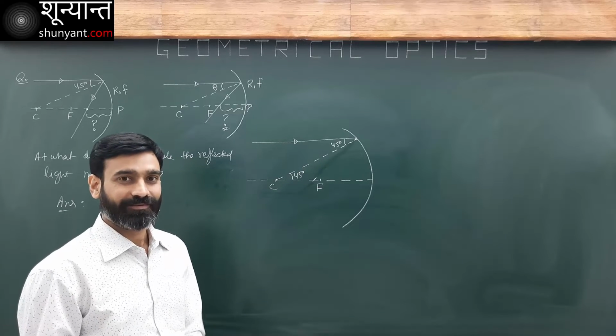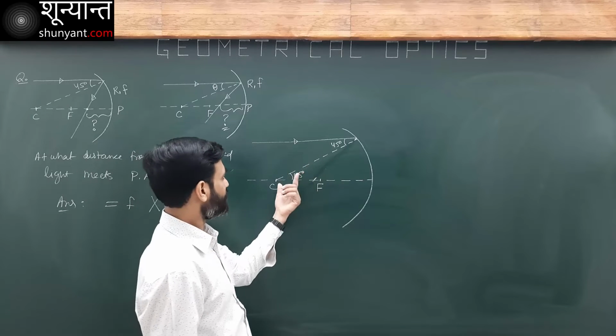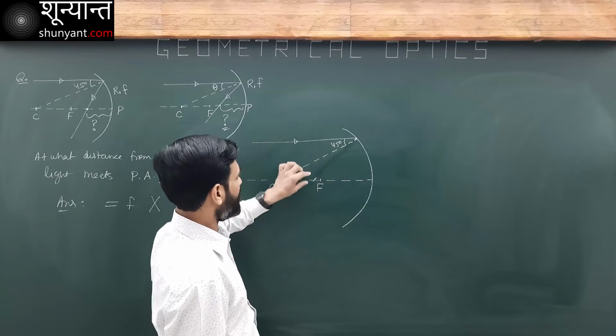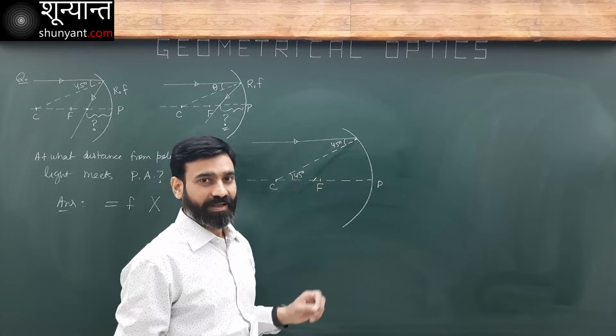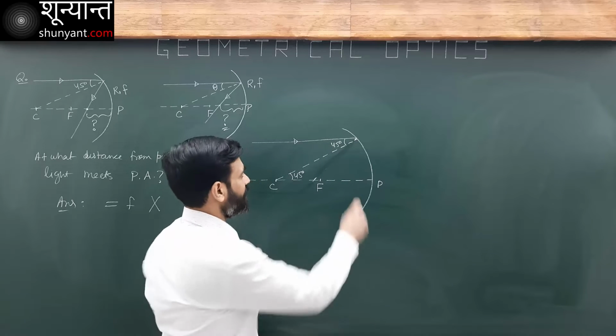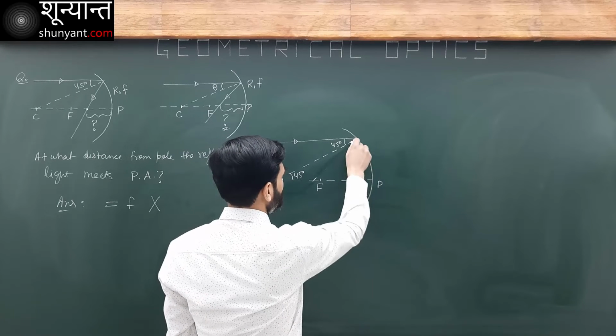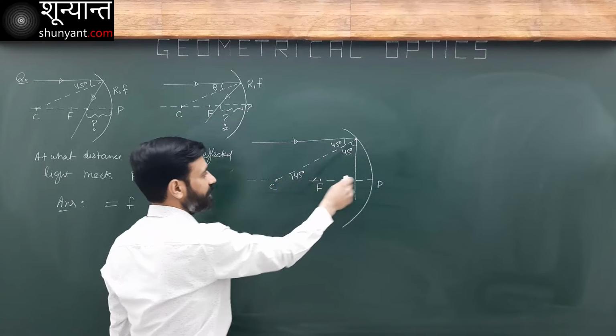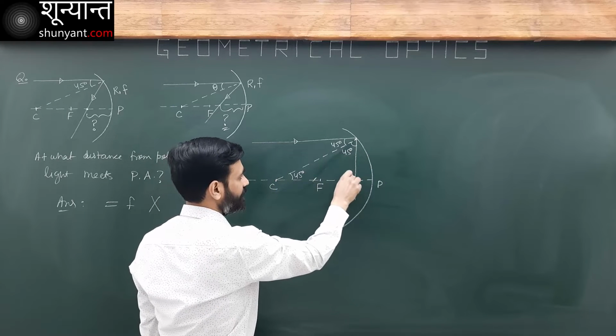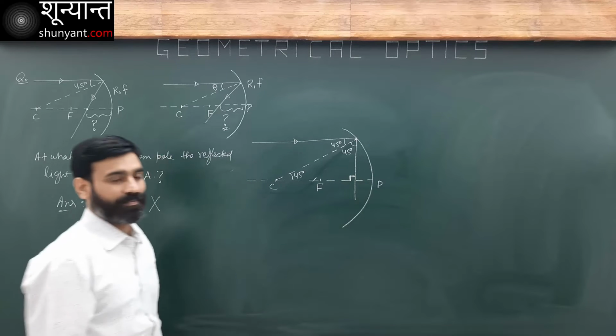Do you understand this? This also is going to be 45 because this line is parallel to the principal axis. This is the angle of incidence. What will be the angle of reflection? It will be the same. The other angle is also going to be 45. So 45 here, 45 here. That means this is 90 degrees.